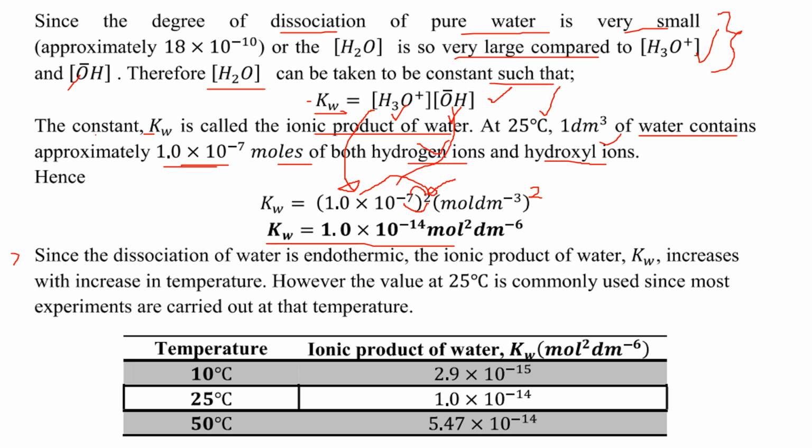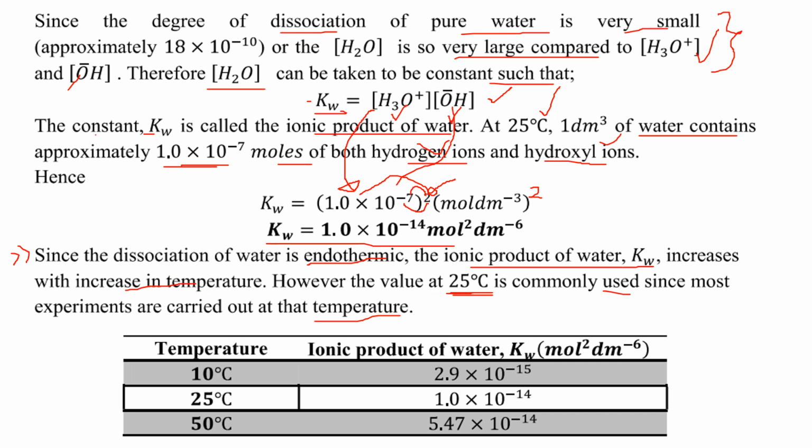Now here we are saying that since the dissociation of water is endothermic, the ionic product of water Kw increases with increase in temperature. However, the value at 25 degrees Celsius is commonly used, since most experiments are carried out at that temperature. So often you are going to find this temperature stated in the questions that you are given, showing you that the experiment used to calculate the different ionization constants was done at room temperature. Always remember that room temperature is 25 degrees Celsius.